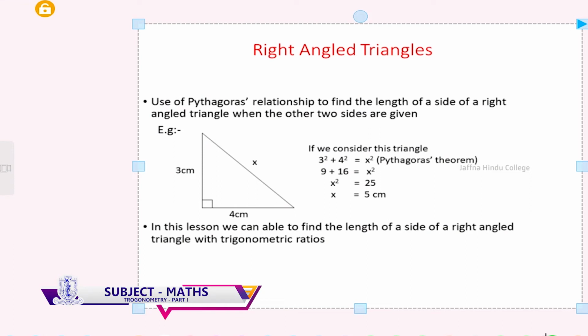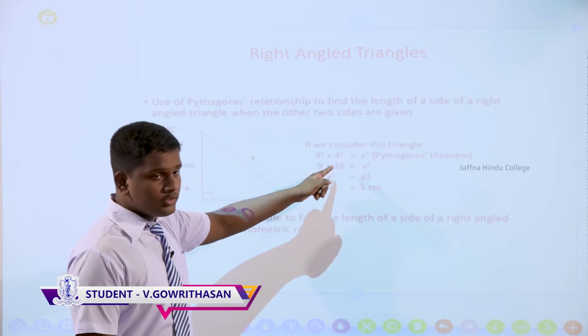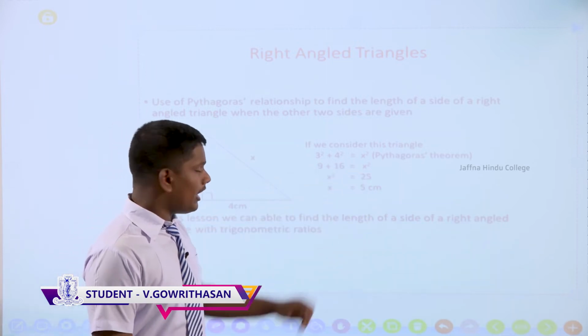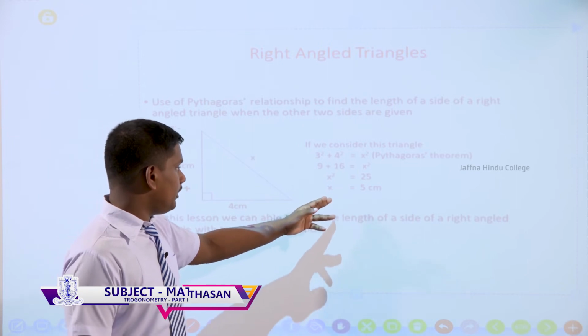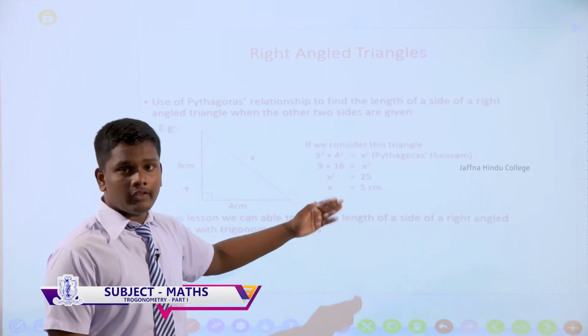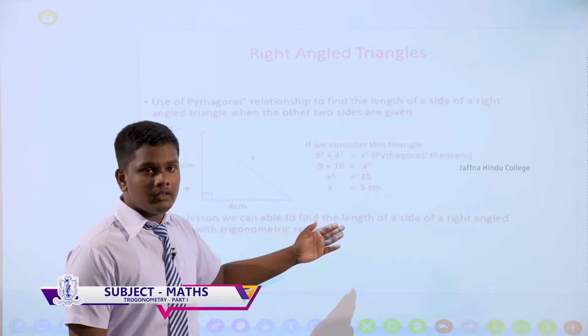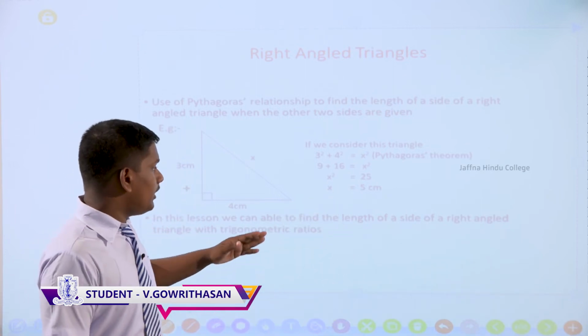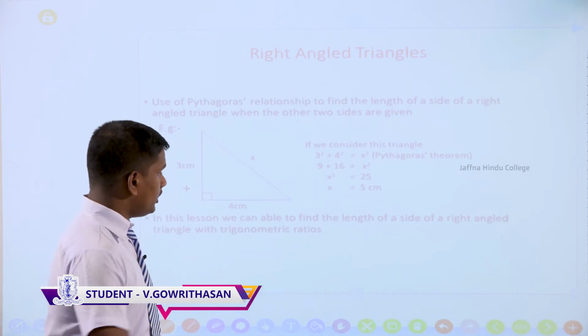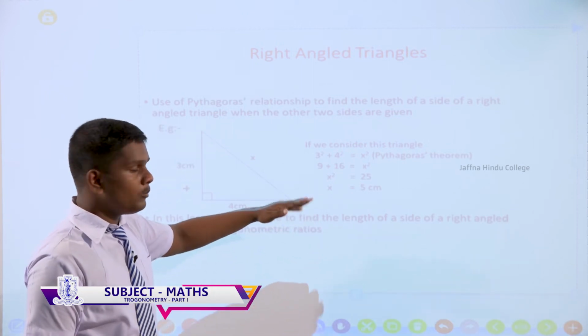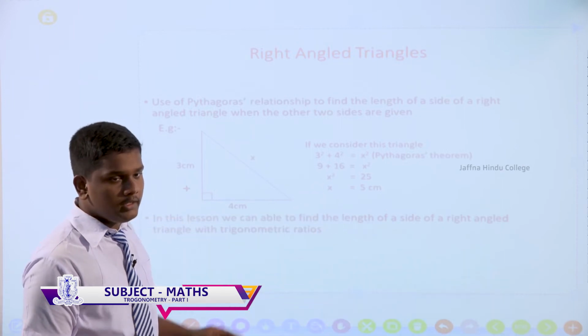One side square plus another side square is equal to hypotenuse square. Therefore, 3 square plus 4 square is equal to x square according to the Pythagoras theorem. So, 3 square is 9 and 4 square is 16, equal to x square. x square is equal to 25 centimeter square. Therefore, x is equal to square root of plus or minus 25, so x becomes plus or minus 5, but the length should be greater than 0. Therefore, only the positive answer applies: x is equal to 5 centimeter.